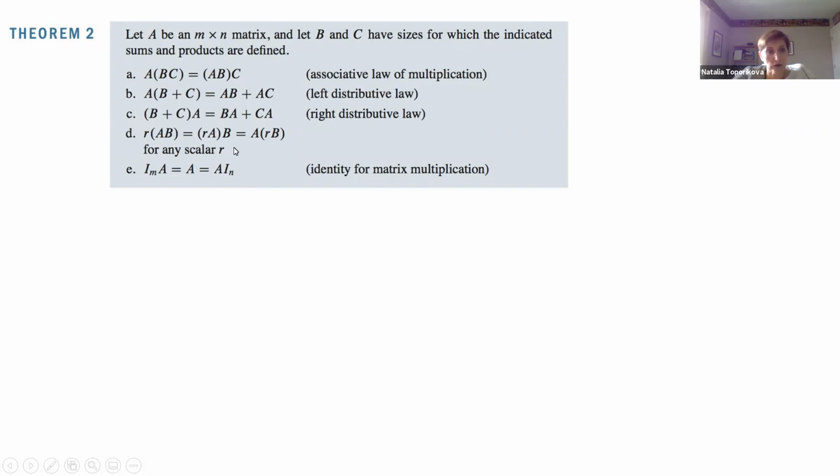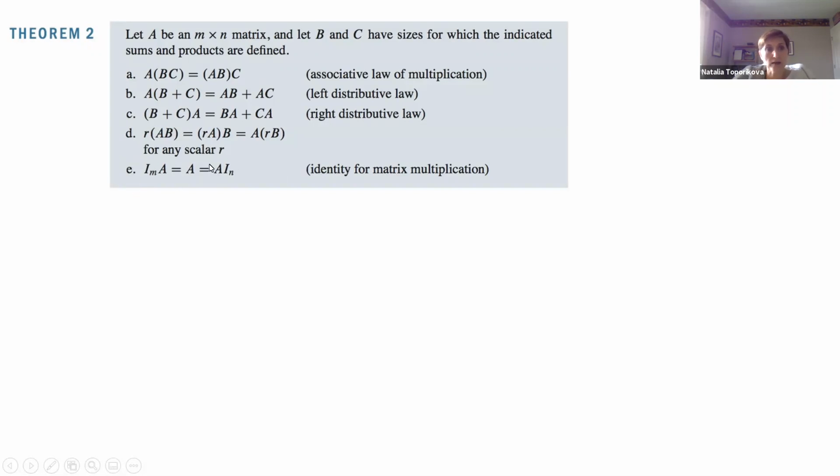Another useful law is scalar multiplication. When we have a product of 2 matrices, A and B, and we multiply it by a scalar, parameter or number r, we can easily multiply this r either on A or on B, and then carry on with the matrix multiplication.